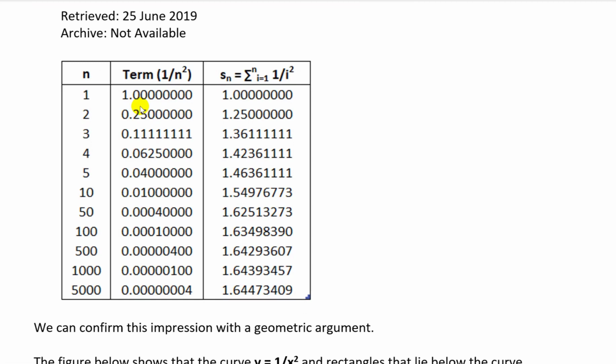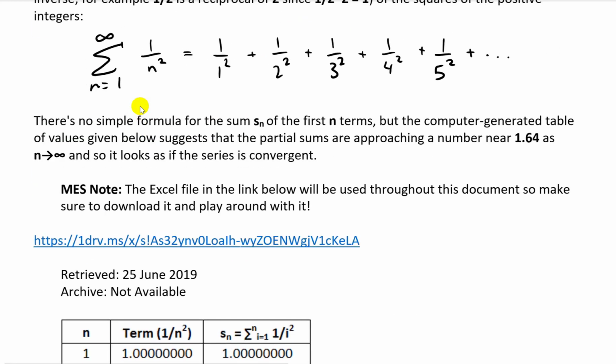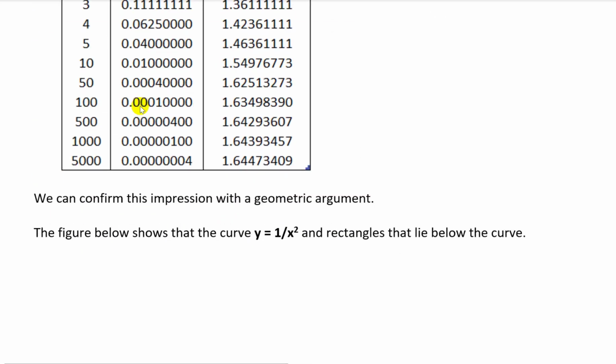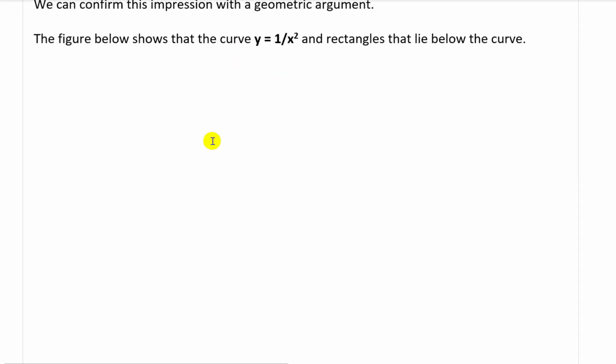So yes, it appears to be approaching a value, because remember, the first term is 1, and then the summation of all of them just gets to 1.64. So it does look like it is converging, but that's not fully proof. What we can do is confirm this impression with a geometric argument. The figure below shows the curve y equals 1 over x squared and rectangles that lie below the curve. And I'll actually draw that right now.